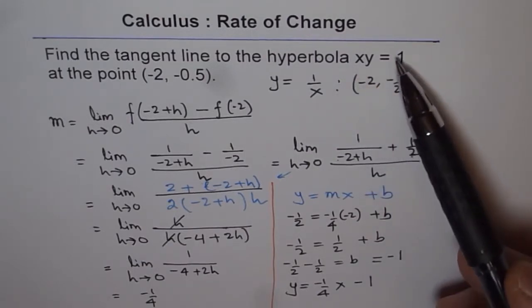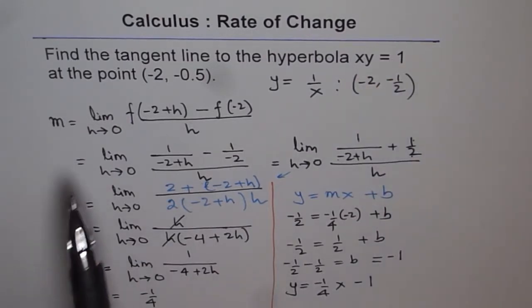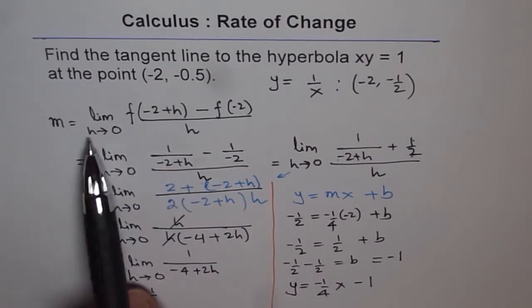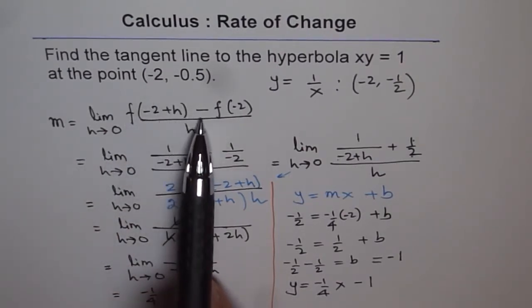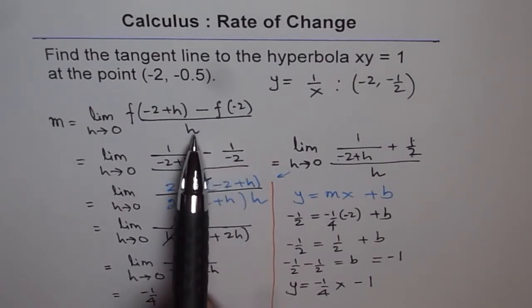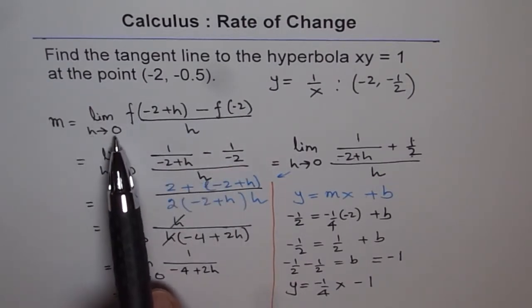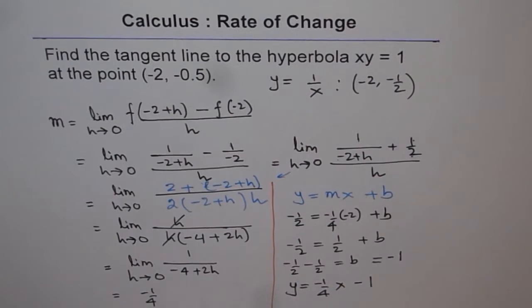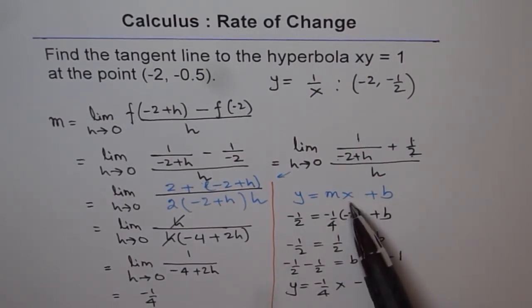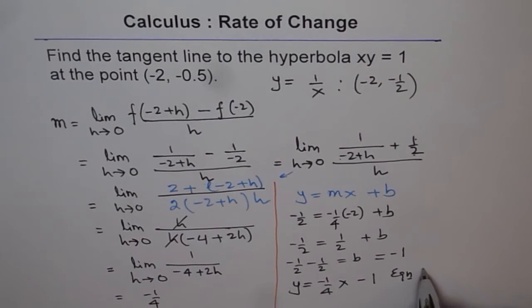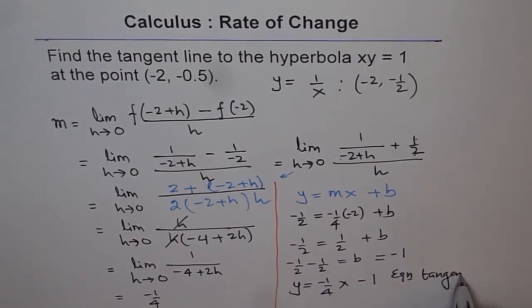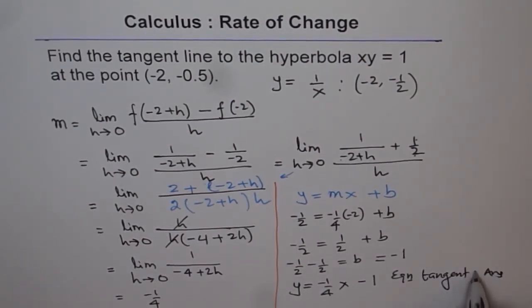Now to find the instantaneous rate of change, we use the difference quotient method. So the slope is the limit as h approaches 0 of f of -2 plus h minus f of -2, divided by h. And when you calculate, you find the slope. Once you have found the slope, use the slope and the given point to find the equation of the tangent line, right? So that becomes your answer, correct? I hope you understand. Thanks.